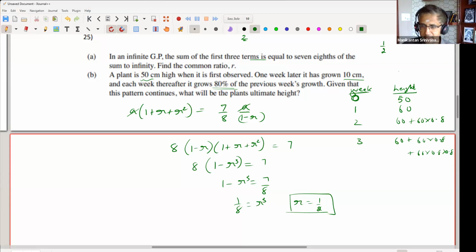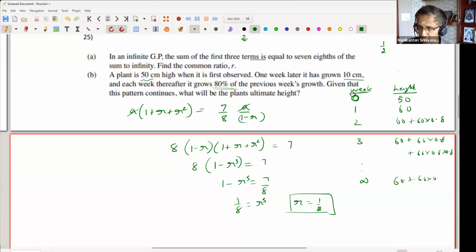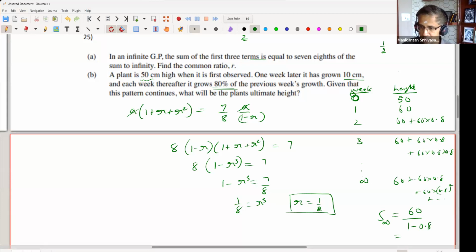Yeah. What will the plant's ultimate height be? At infinity, he's asking what will the height be. So in other words, at infinity, the height would be 60 plus 60 times 0.8 plus 60 times 0.8 whole square and so on. So this is just the sum till infinity of a geometric progression, which is A by 1 minus R. So 60 by 1 minus 0.8, 60 by 0.2, which is 300.